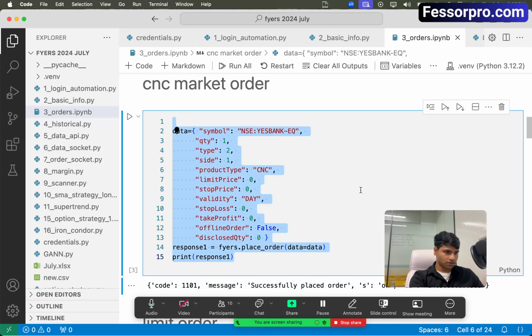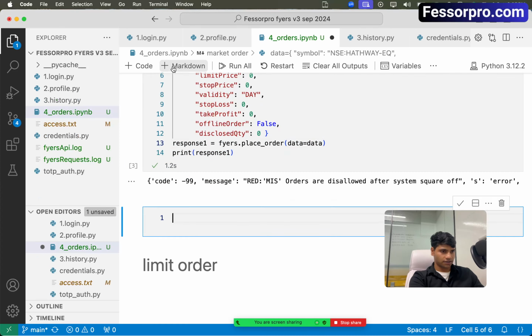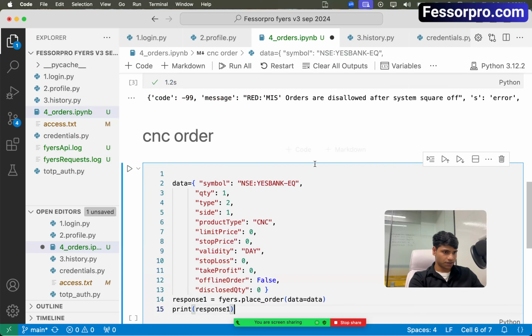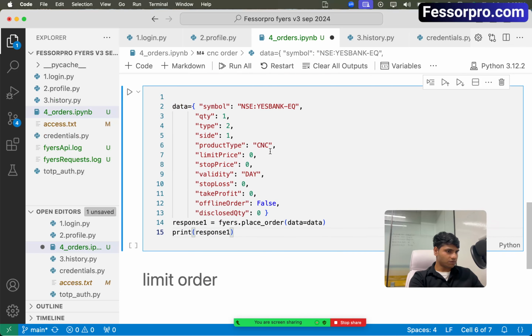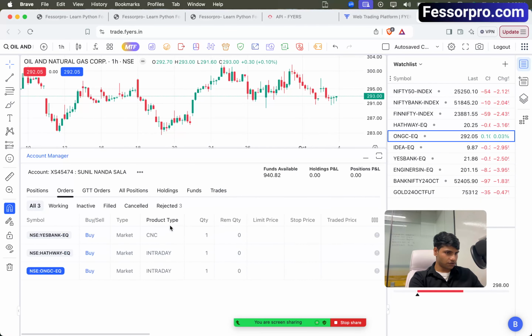I'll just copy this. I need to add CNC order. So I'll write CNC order, run the cell, paste. Everything is same. The only difference is product type. I'll run it again. Now I want you to see the difference. You see product type, this is intraday, this is CNC. Quantity is same, everything is same. Order ID is different, and the product type is also different.